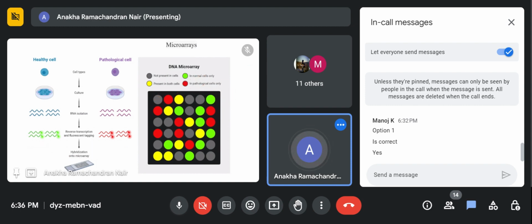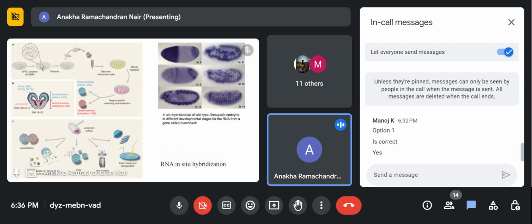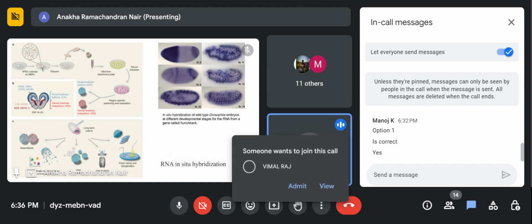The next one was RNA in situ hybridization. Okay. So in this case, what you're doing is you're probing the RNA. Okay. With any kind of probe.